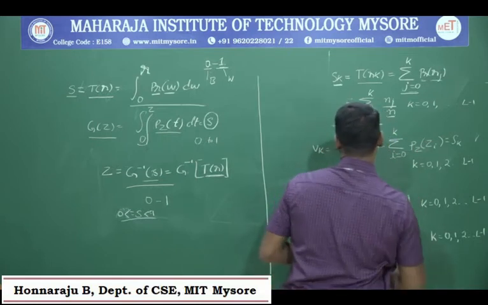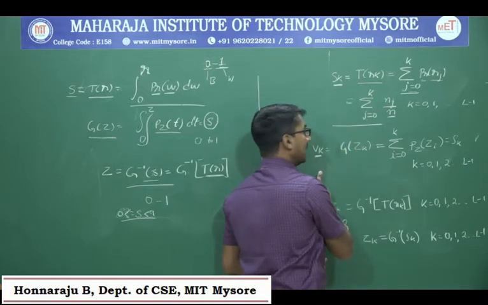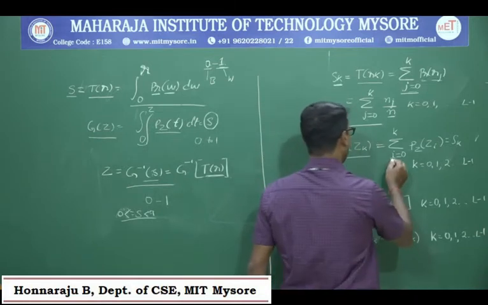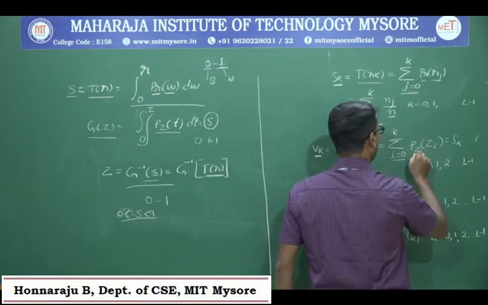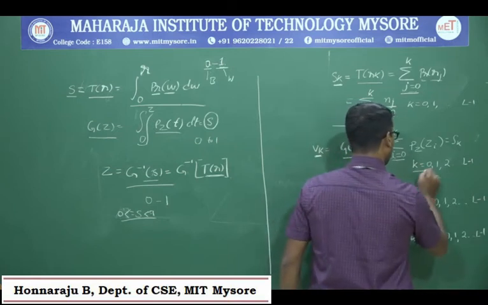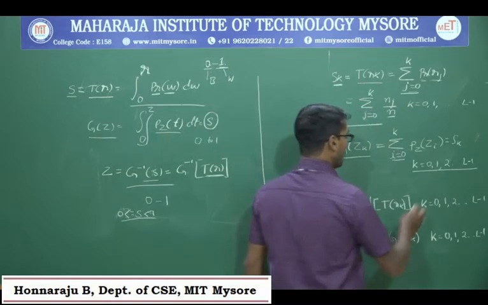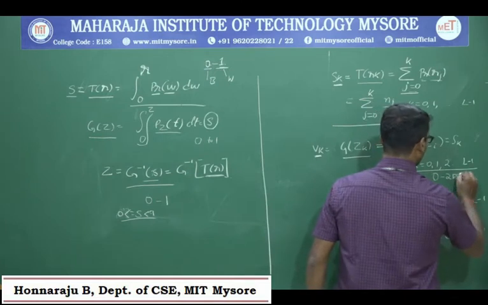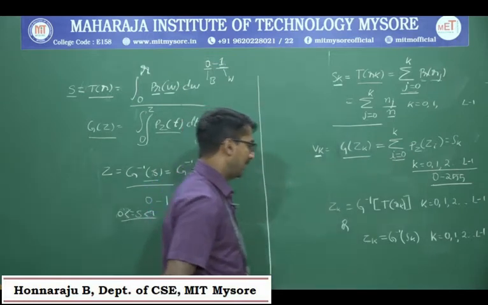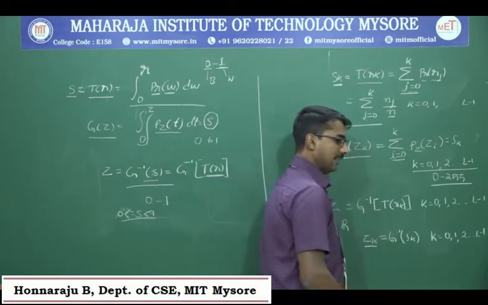Okay, this is for the input. Then the output is the mapping. SK to ZK is the mapping, where ZK is from the reference image. For the reference image, the sum over i from 0 to k of PZ of ZI is equal to SK, where k is equal to 0 to L minus 1. Here the gray level is from 0 to 255. Next, the final mapping is performed by ZK equals z inverse of SK.